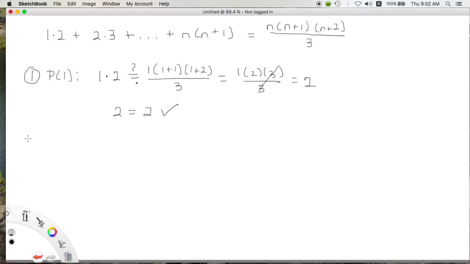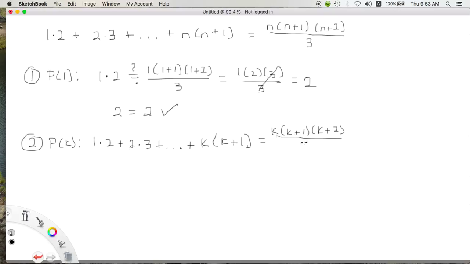The next thing we do is look at the inductive hypothesis. So the inductive hypothesis is P of k. What we're going to do is actually write this out, and we just put in k for n because we're looking at the kth term. I know it seems a little bit silly just to change the letter, but it actually is part of the step-by-step process. So we write our inductive hypothesis, which means that it's true for the kth term.